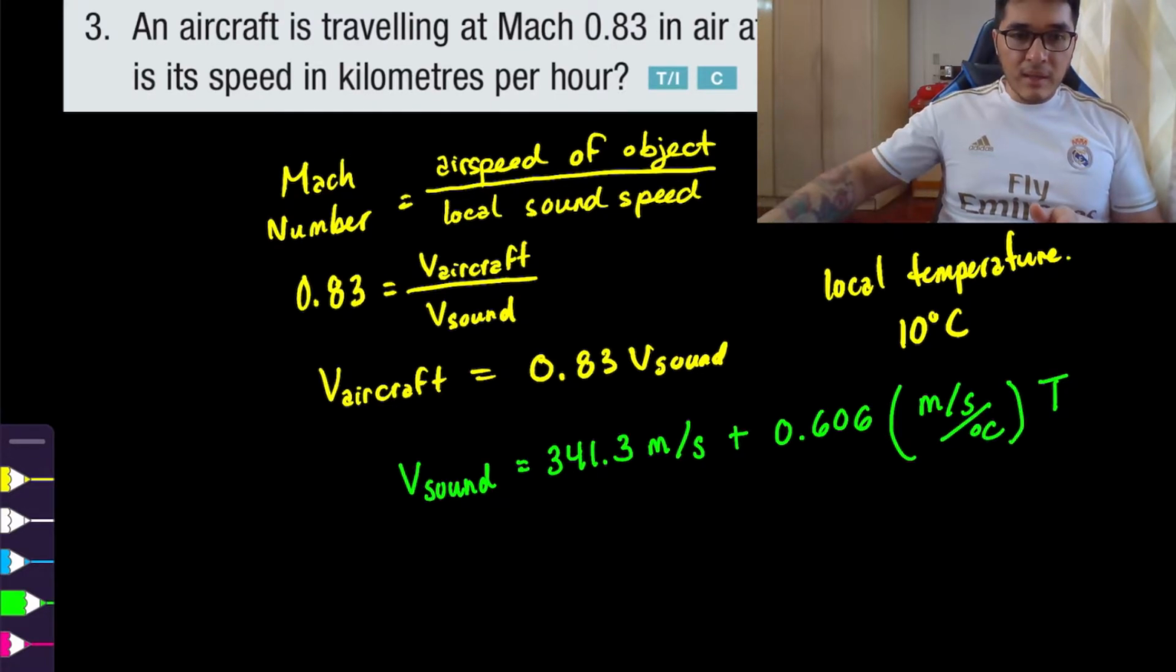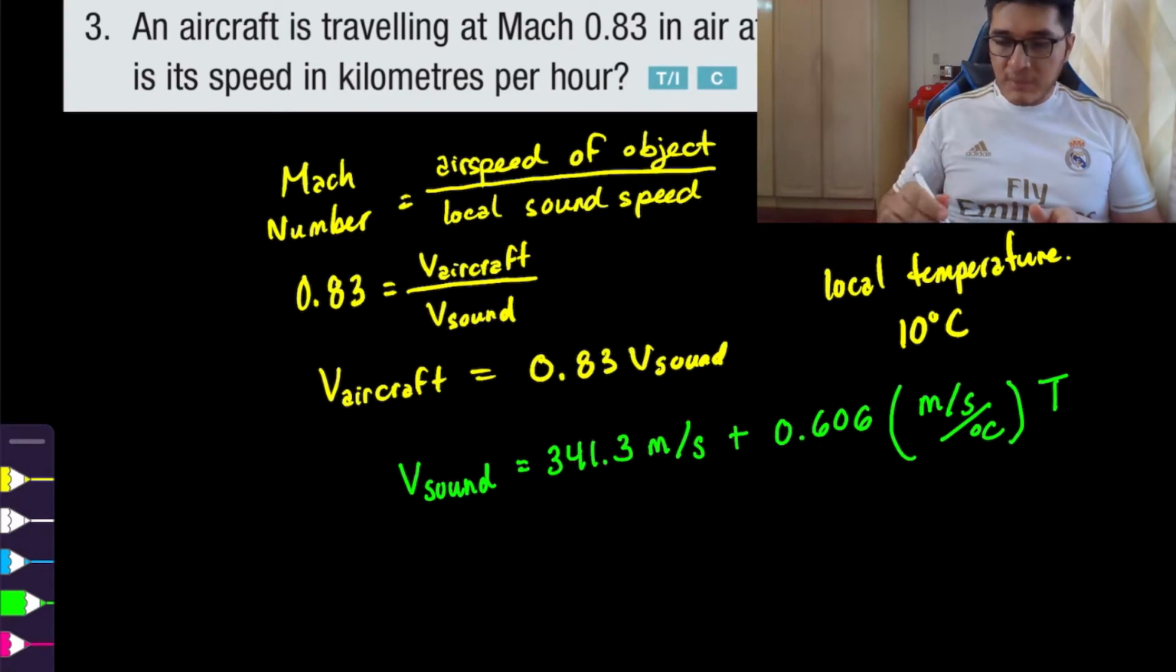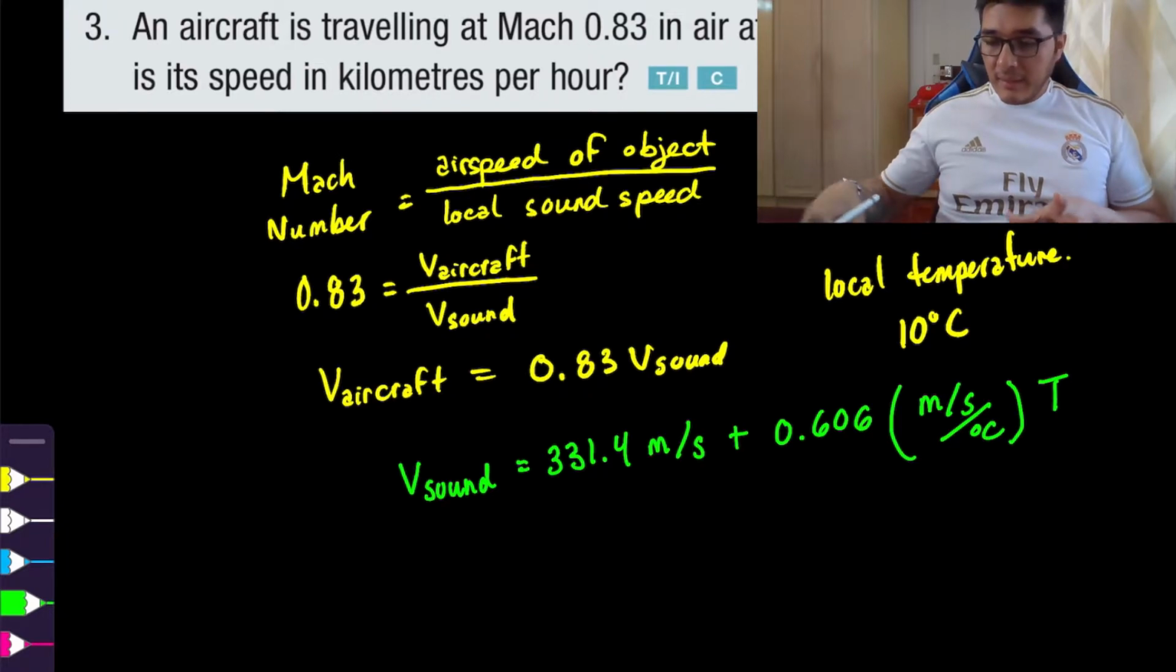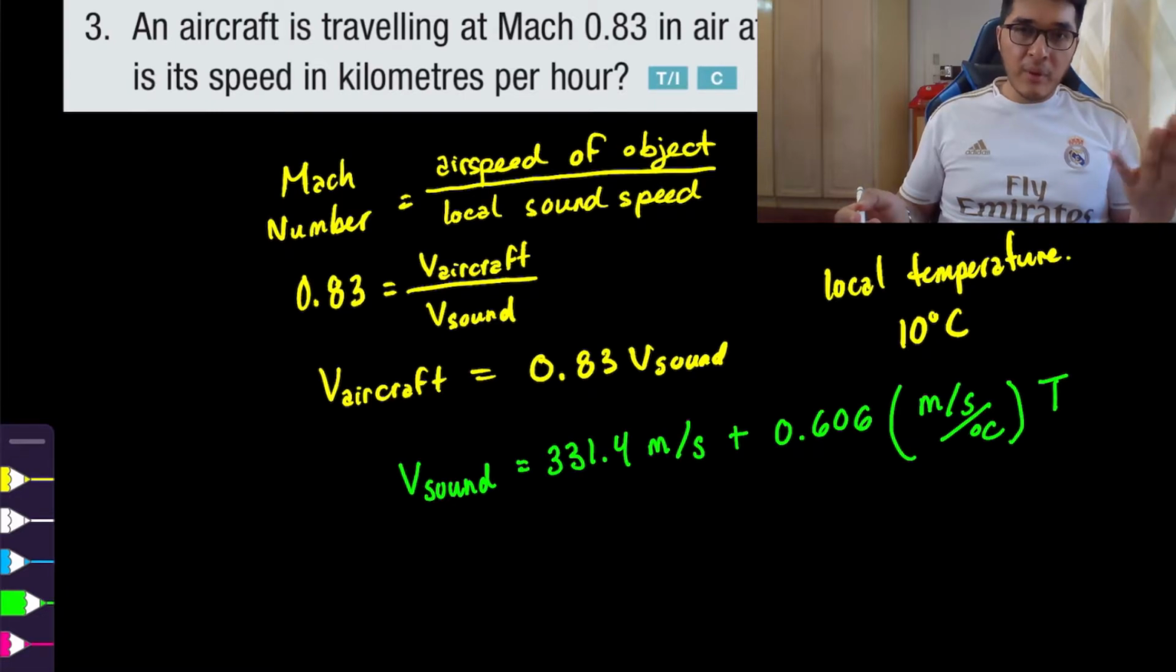Now let me double check that I have this formula correct. Okay, so I made a small mistake. So that's why having the formula sheet is really good. It's 331.4 meters per second. The rest is good. All right. Now, what this formula tells you is that the speed of sound varies by temperature, and for each 1 degree Celsius of change, it's going to increase by 0.606 meters per second, or the other way around if you decrease it.